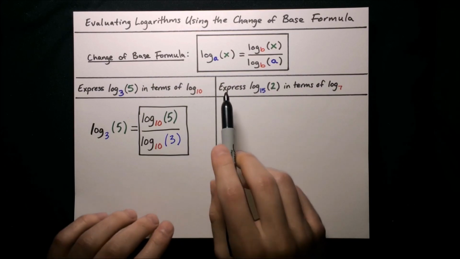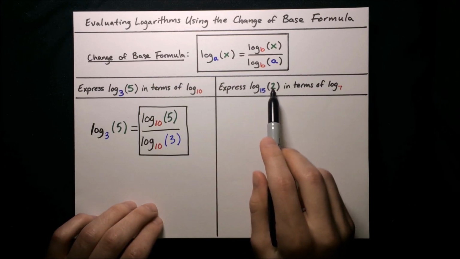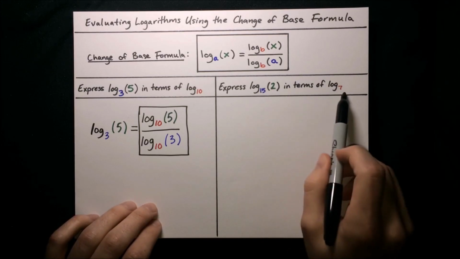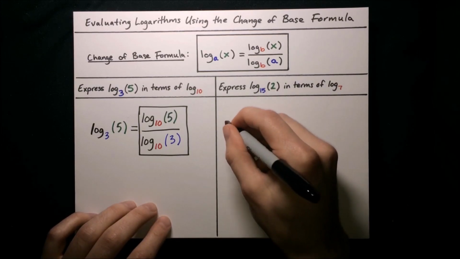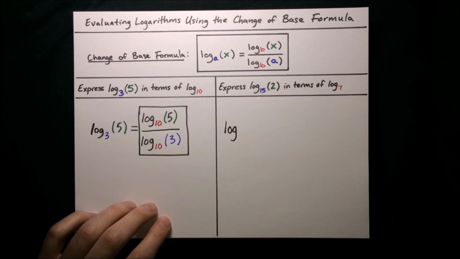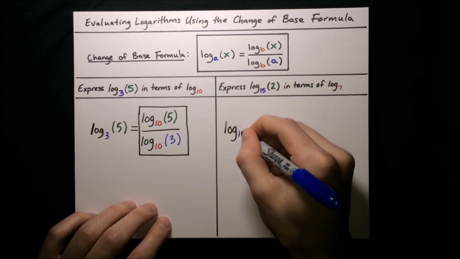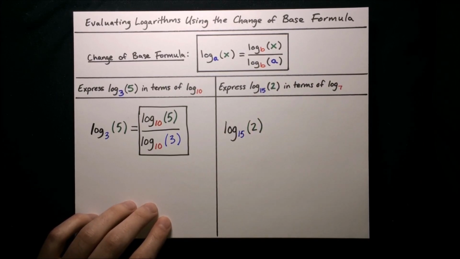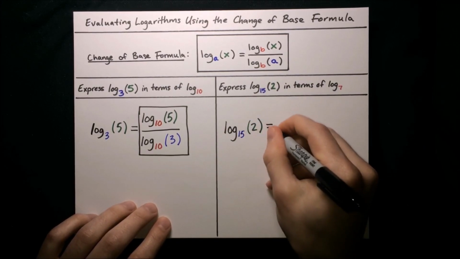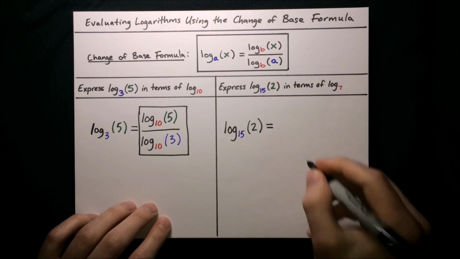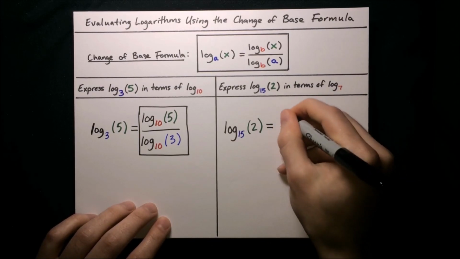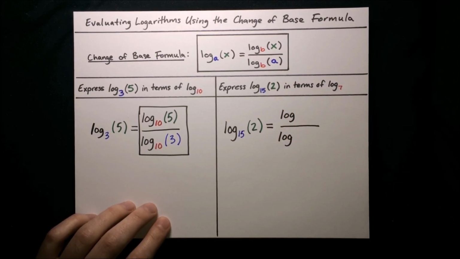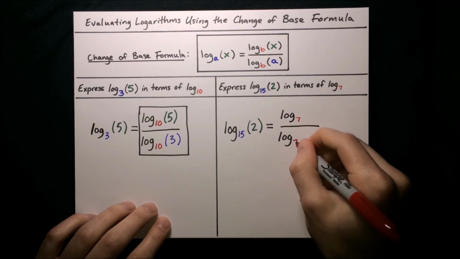Okay, next one is to express log base 15 of 2 in terms of log base 7. So now the base is going up, but the process is still the same. So let's write log base 15 of 2, and we want to use our change of base formula to write it in terms of log base 7. So we know we're going to have a fraction. It's going to be log over log, and we'll choose 7 for both of our bases.